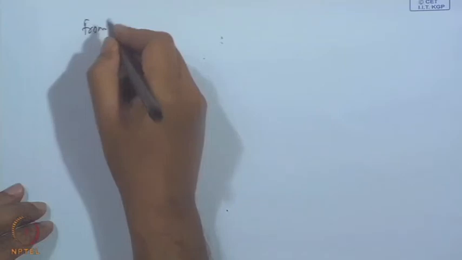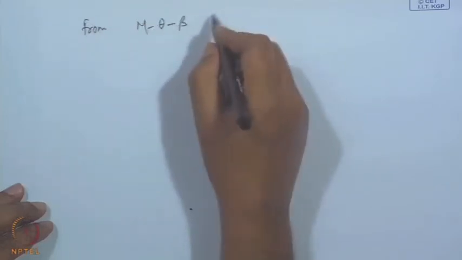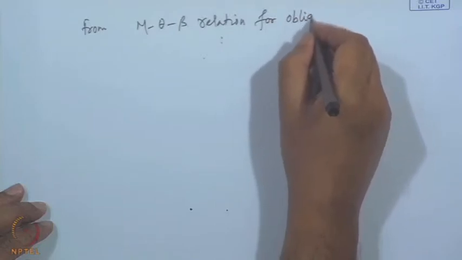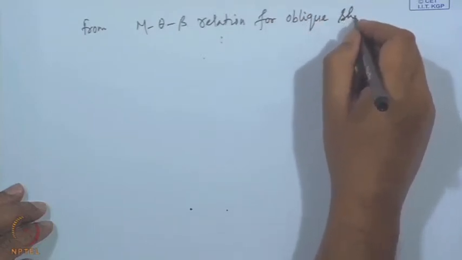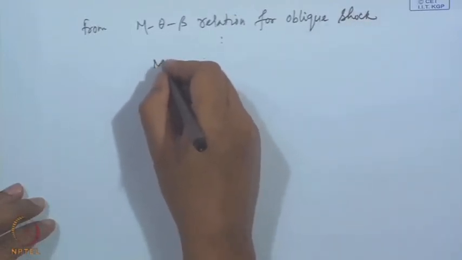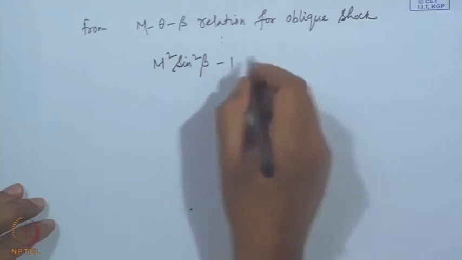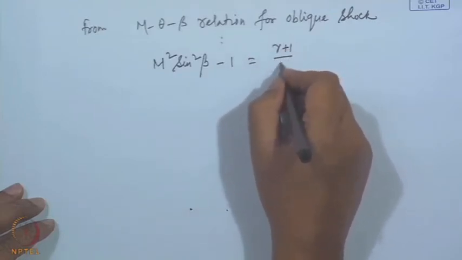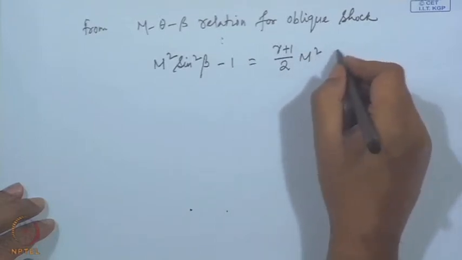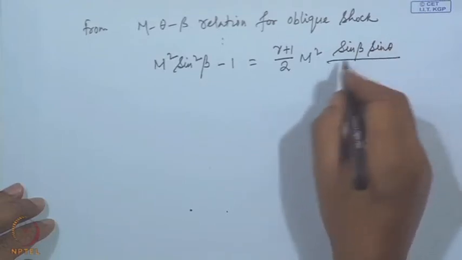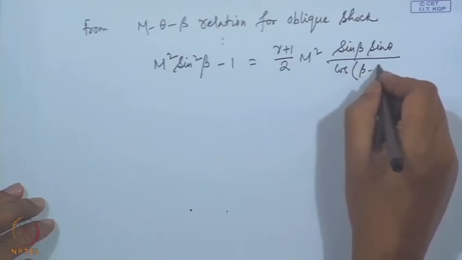Earlier we have seen that from the M theta beta relation for oblique shock, we had M square sin square beta minus 1 equal to gamma plus 1 by 2 M square sin beta sin theta by cos beta minus theta.